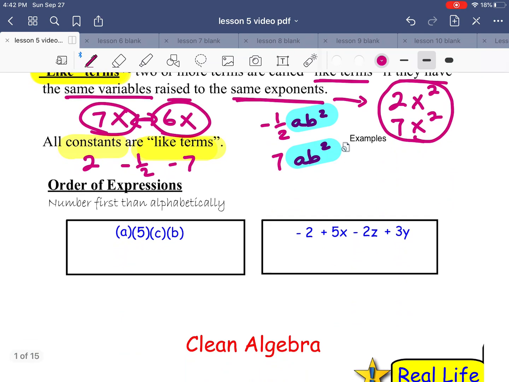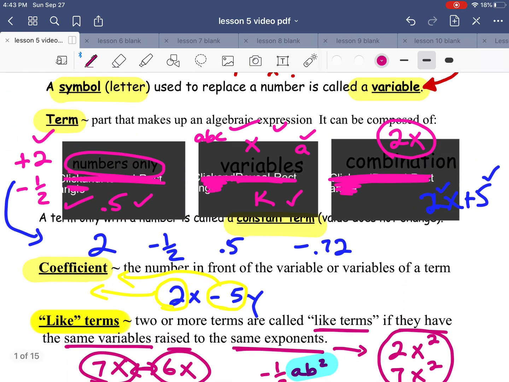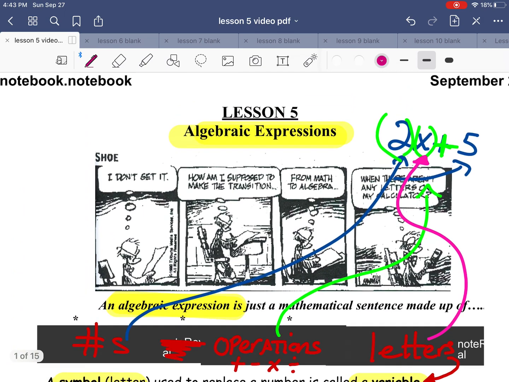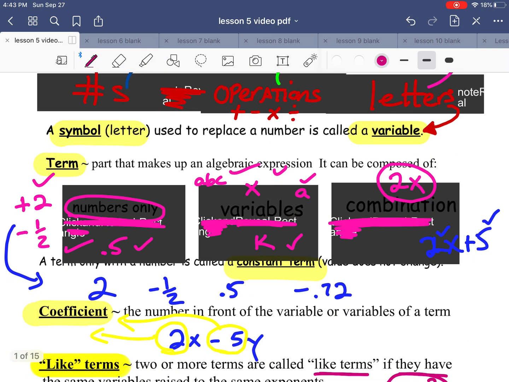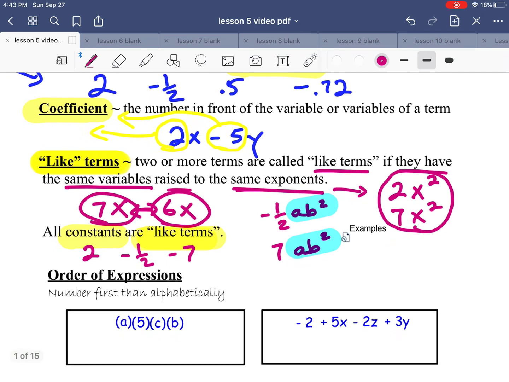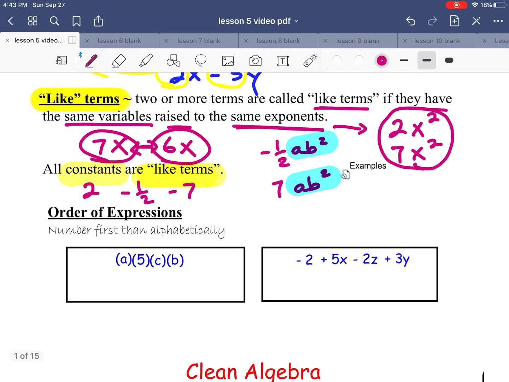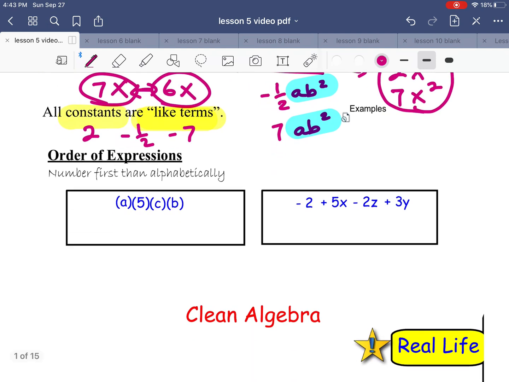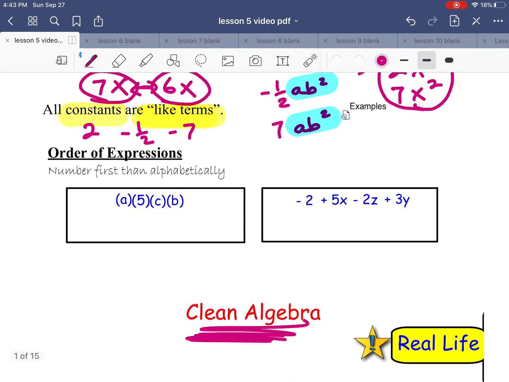Order of algebra. Remember, if you're on your paper, you have this written down, if you want to put things in order. The top of the page, guys, is just like you said, your definitions: algebraic expression, variable, term, constant, coefficient, like terms. Those are words you just have to know if I ask you the parts of an algebraic expression, where you can just point to them or pick them out. Order of expressions means how would you write it in nice, clean algebra as a final answer. That's what I always pick on, is clean algebra, okay?